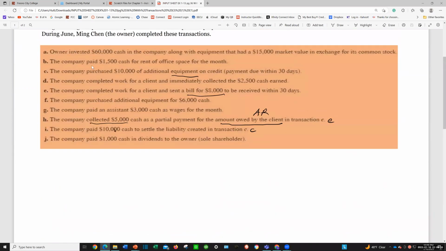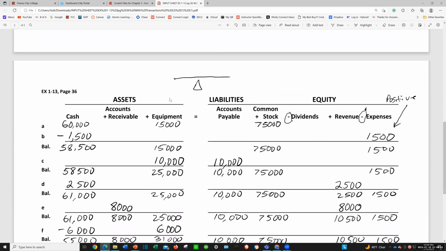The company paid $1,500 in cash. We'll stop right there. You paid cash. Does cash go up or down? Well, if you pay it, it goes down. And then why did you pay the cash? Because you're paying rent for office space. So let's see how that works. In B, we paid $1,500 in cash. So we subtract $1,500 from the cash. And why did we pay the cash? We're paying for office space. It's rent. So that's an expense.